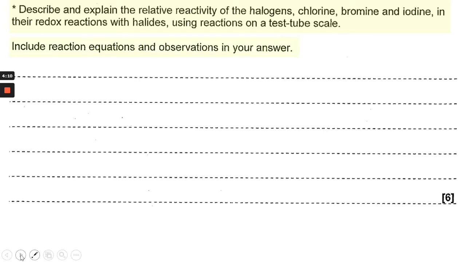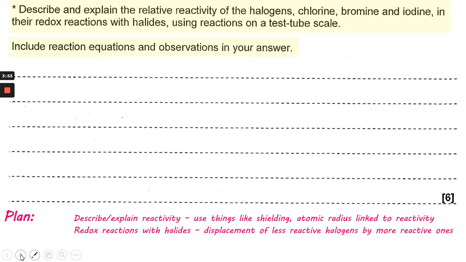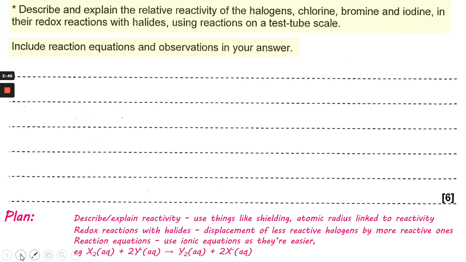So the first thing to do is to plan out how to approach this kind of question. So describing and explaining the reactivity, you need to talk about things like shielding, electron shielding, atomic radius, etc., nuclear attraction, things like that linked to reactivity. In terms of the redox reactions of halides, that's the same as the displacement of less reactive halogens by more reactive ones. So the equation might look something like that.